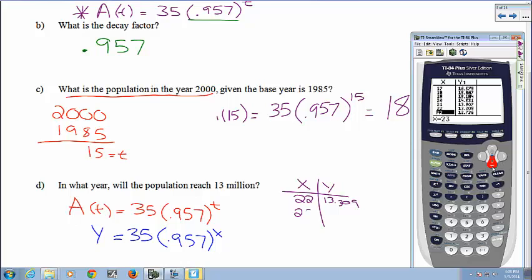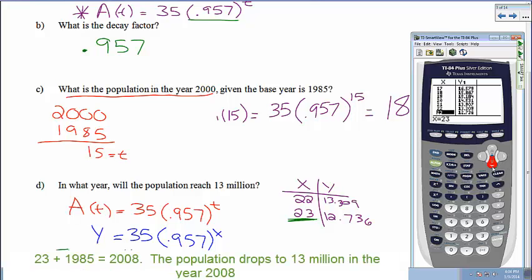However, this just tells us the years that pass. In other words, t is equal to 23. To know the specific year that it will occur, we need to add this value, t, to our base year. Because the base year is 1985, we add 23 years to that and find that the population reaches 13 million in 2008.